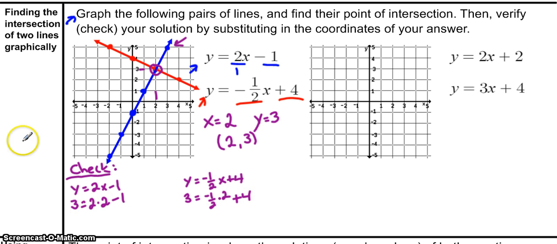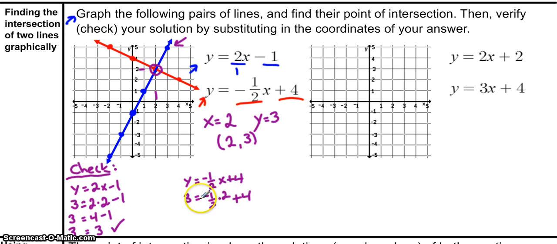Now let's go ahead and simplify these equations a little bit. So the first one, we've got 3 stays on that left-hand side. Then we've got 2 times 2, which is 4, bringing down that minus 1. And then 3 again on the left-hand side. But then 4 minus 1 is 3. 3 equals 3. Wow. That means that the solution (2, 3) is a solution to the first equation.